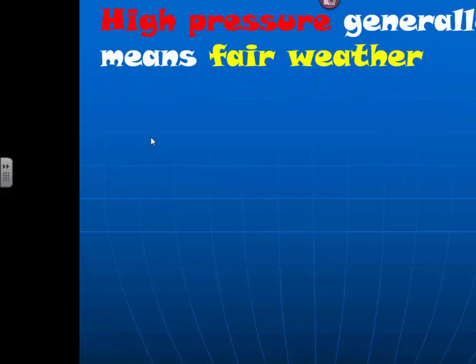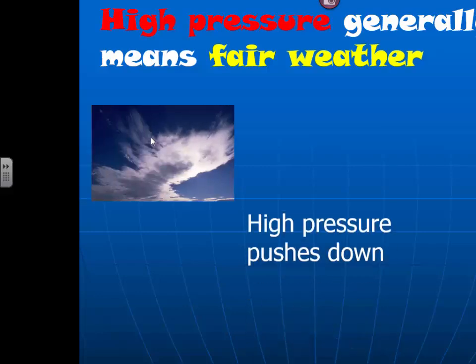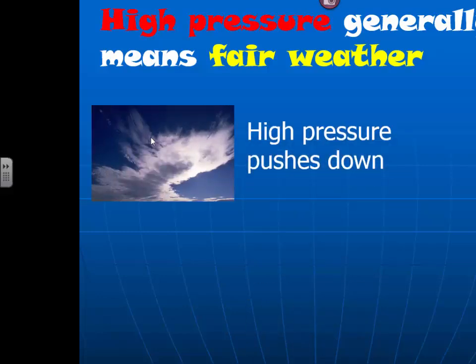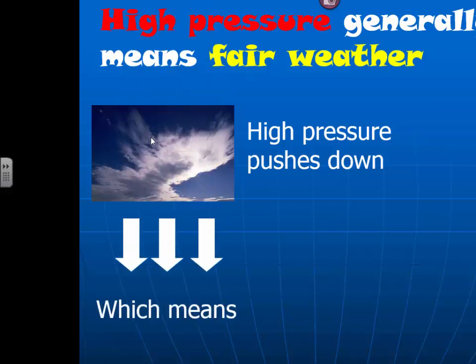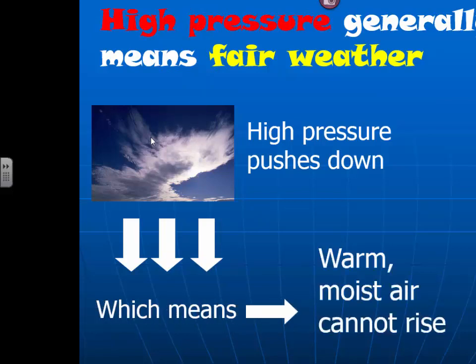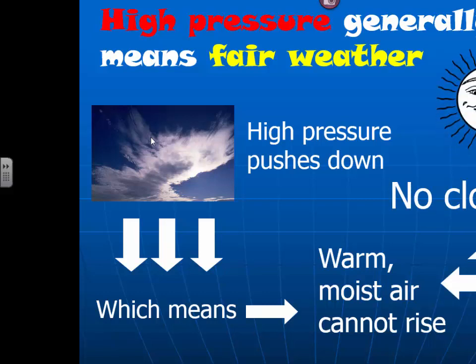How is air pressure related to weather? High air pressure generally means fair weather, sunny weather. This is because high air pressure pushes down on the surface of Earth. That means whatever warm, moist air is present has trouble rising into the atmosphere. The pressure pushes it down. The warm, moist air cannot rise as much. If the warm, moist air cannot rise as much, you don't get any clouds. So high pressure means sunny weather.